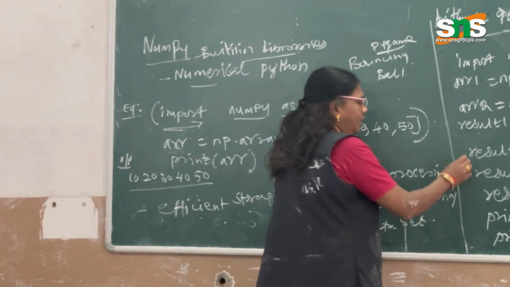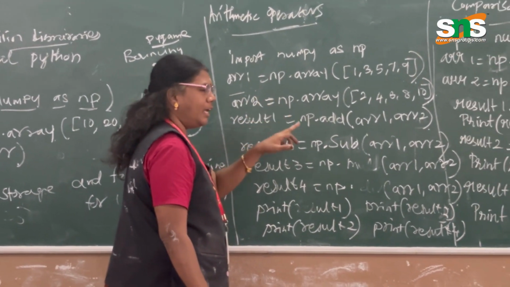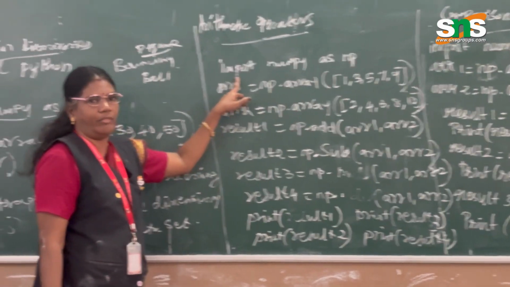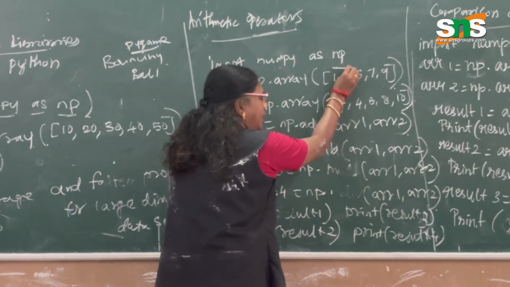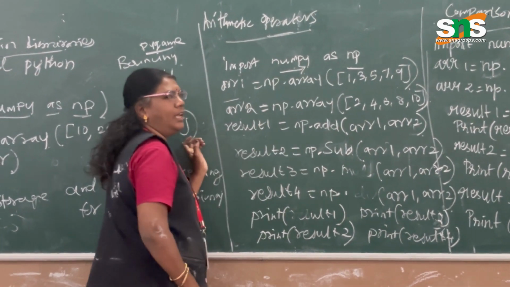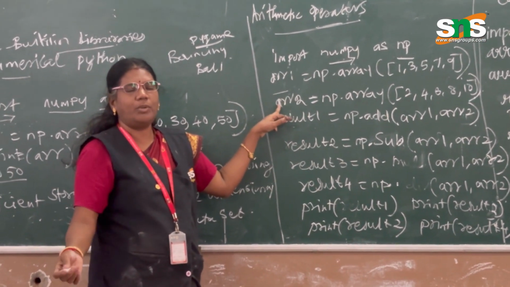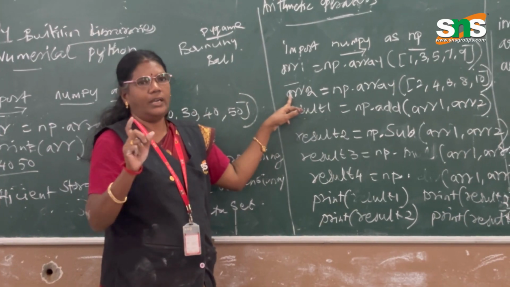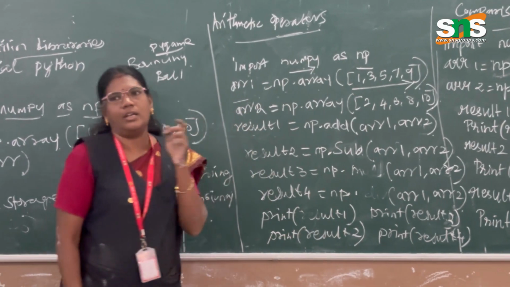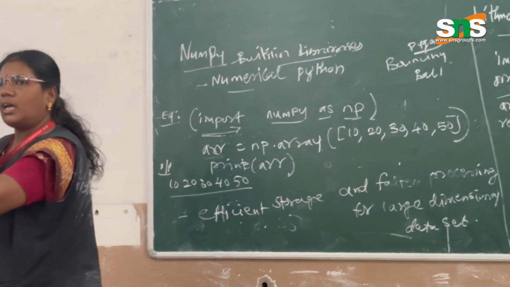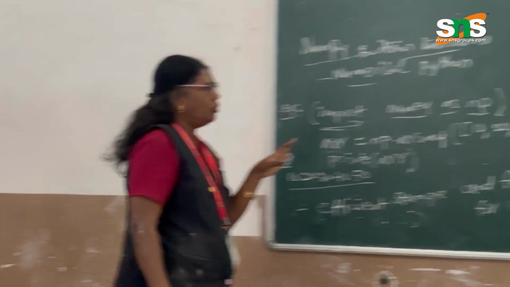The arithmetic operations will be implemented by using arrays, by using an array in the NumPy built-in library, by using the import keyword: import numpy as np. np is NumPy. By using the built-in library NumPy, we initialize 2 arrays for implementing arithmetic operations: array 1 and array 2. Array 1 is equal to np dot array of only odd numbers 1, 3, 5, 7, 9. The array elements are declared in a list and stored into the array.